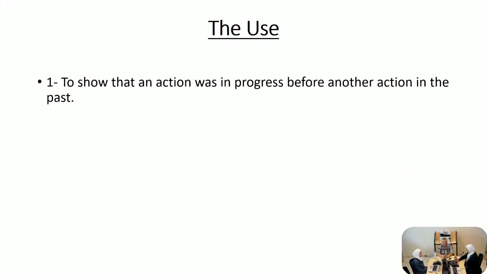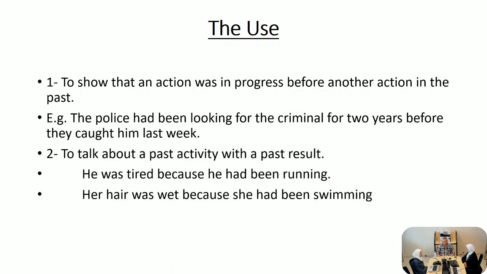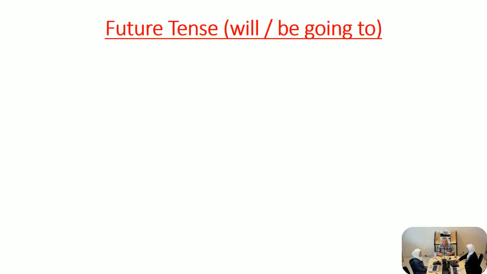The use? We use it to show that an action was in progress before another action in the past. The police had been looking for the criminal for 2 years before they caught him last week. To talk about a past activity with a past result. Yes, for example, he was tired because he had been running, or her hair was wet because she had been swimming. We come to the last tense before we wrap up.